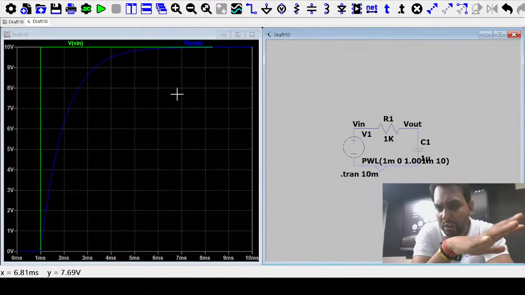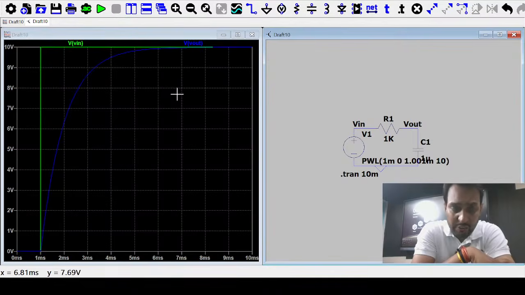It is not only for v out, it is for everywhere. You can use it for current also, you can use it for capacitor, you can use it for resistor. Everywhere you can use this equation, just like y is equal to mx plus c. Okay, so your output is rising to 10 volt with the time constant.